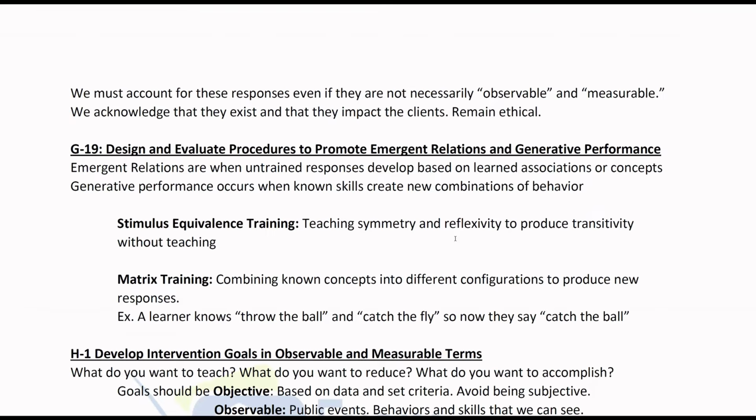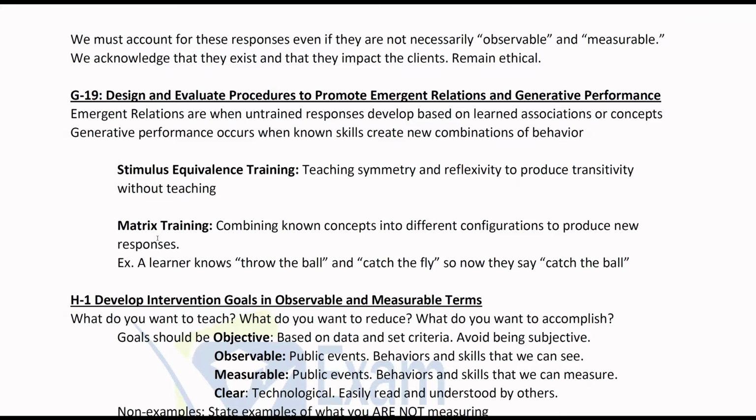G19, design and evaluate procedures to promote emergent relations and generative performance. Finishing with G19, this used to be our stimulus equivalence. Now we're looking at emergent relations and generative performance. What's the difference? With emergent relations, we have untrained responses developed based on learned associations or concepts.